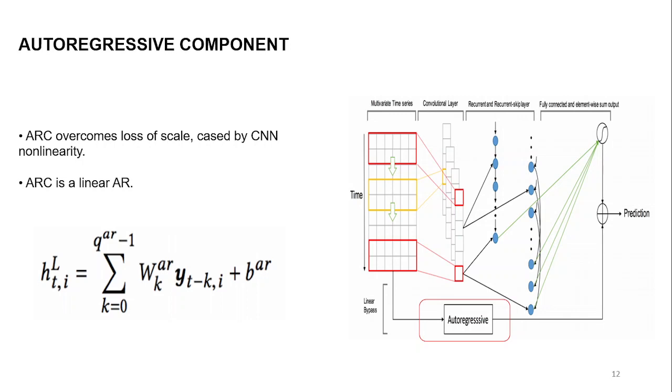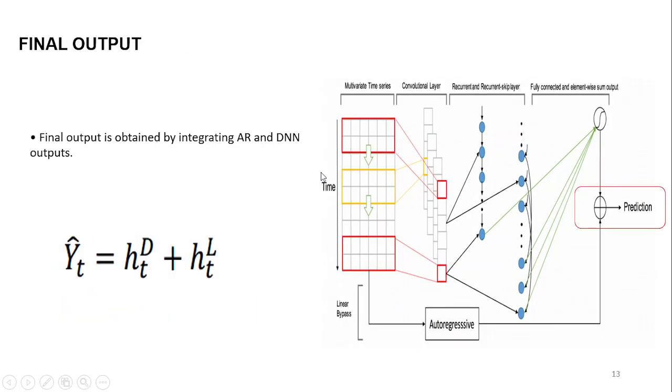The final component is a simple autoregressive layer which adds a linearity to the non-linearity of the deep neural network. And the final output is a sum of the deep neural network here and also the autoregressive model, which is y hat of t.